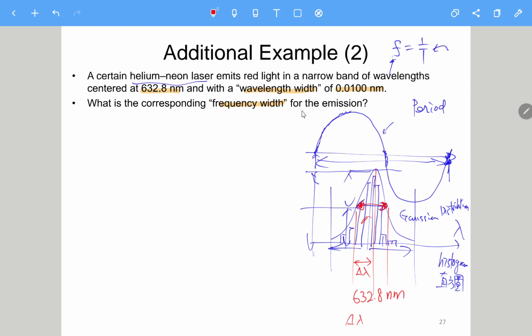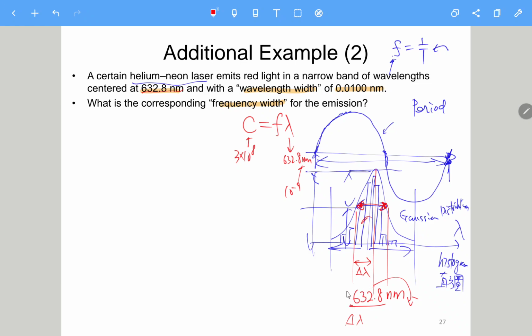And then what is its frequency width? Of course, if you don't try to use calculus, you can just say, okay, for this point, this is 632.8 nanometer. And then we can also use c equals f lambda to calculate things out. We just need to plug in c is 3 times 10 to the 8th power, and then the wavelength 632.8 nanometer there. Of course, nano is 10 to the negative 9. Then you can find out the frequency corresponding to this point.